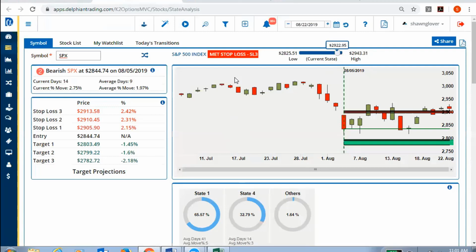I'm assuming some equities are more accurate in state modeling than others. Yeah. And I'm guessing you know that. Oh yeah.